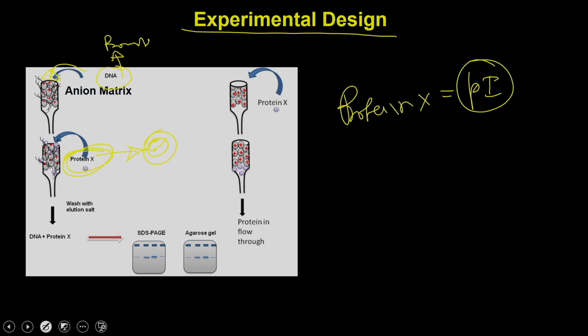So in that case, you first bind the DNA onto the column, and then you flow the protein X at a pH where protein X does not have its own charge. Then the protein X will bind to the DNA, not to the column, and ultimately you are going to elute.